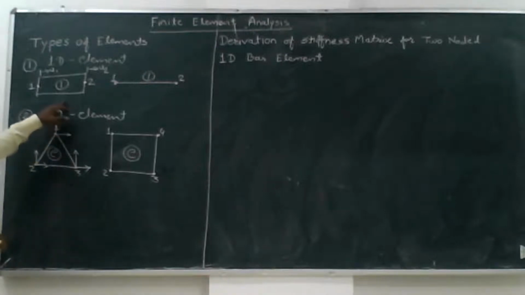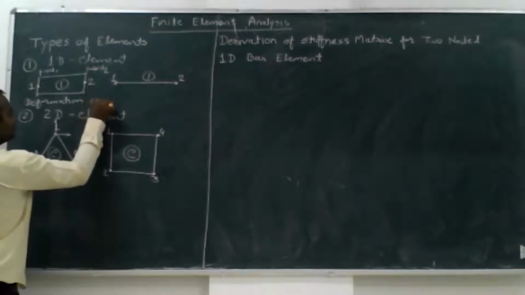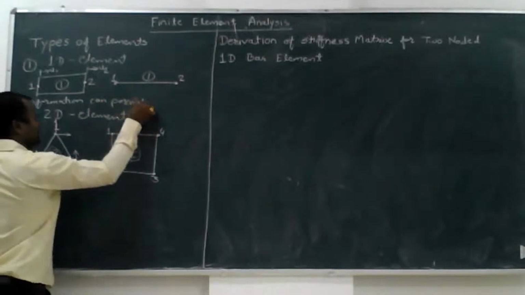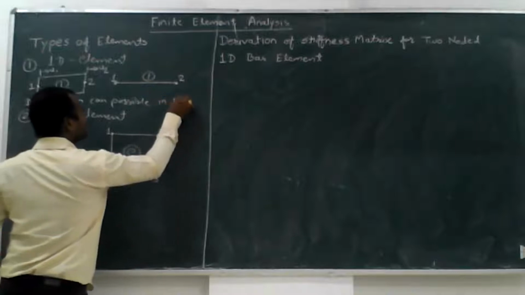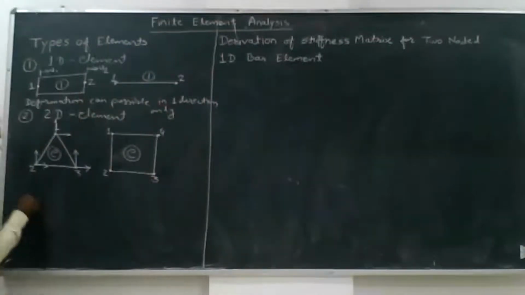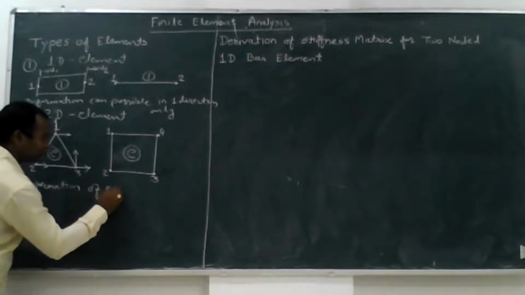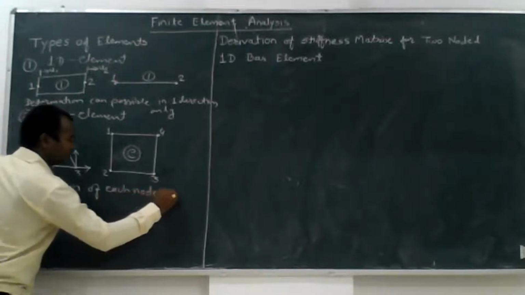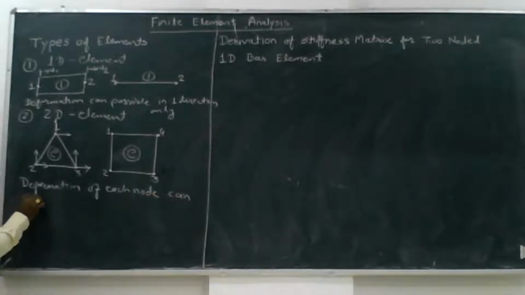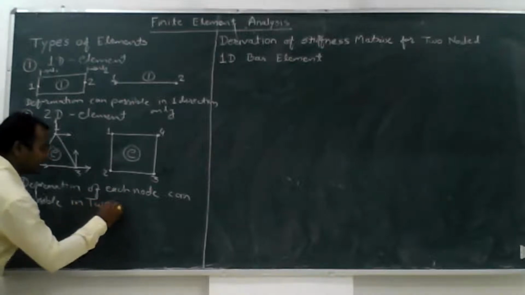So in a 1D element, the deformation is possible in one direction only. And in a 2D element, the deformation of each node is possible in 2 mutually perpendicular directions.